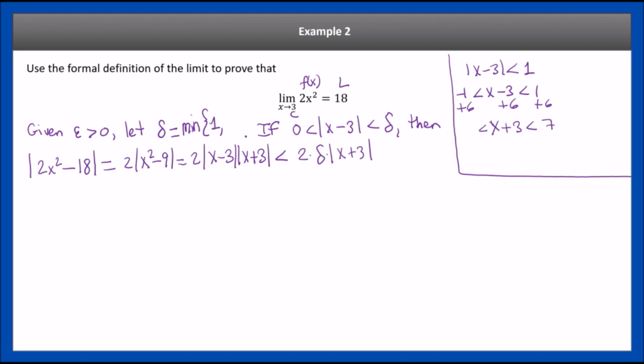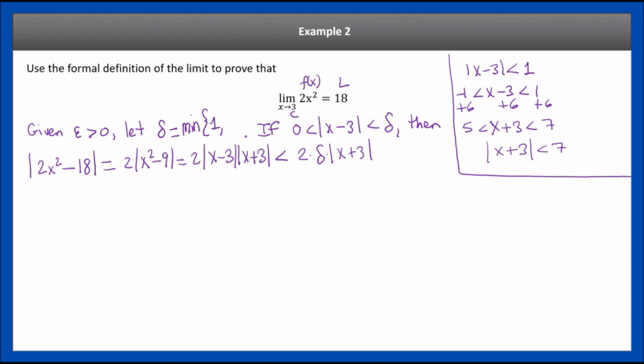So I got 7 and 5. So x plus 3 is between 5 and 7. And then now we have it in terms of x plus 3. But now we're going to just focus on this part right here and just say that it's less than 7. So we're going to say the absolute value of x plus 3 is less than 7.